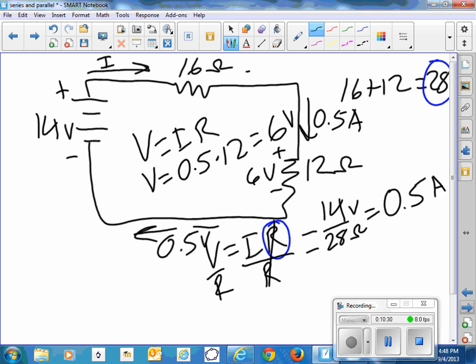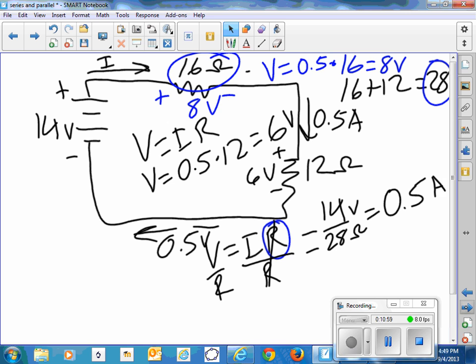Well, let's see, the whole thing is 14 volts. So let's see if I have 8 volts here on the 16 ohm. So the voltage is equal to the current times the resistance, which equals 8 volts. Yes, 8 plus 6 is 14. So part of the voltage drops across the first resistor, part of the voltage drops over the second resistor. So it's kind of like a two-step waterfall.